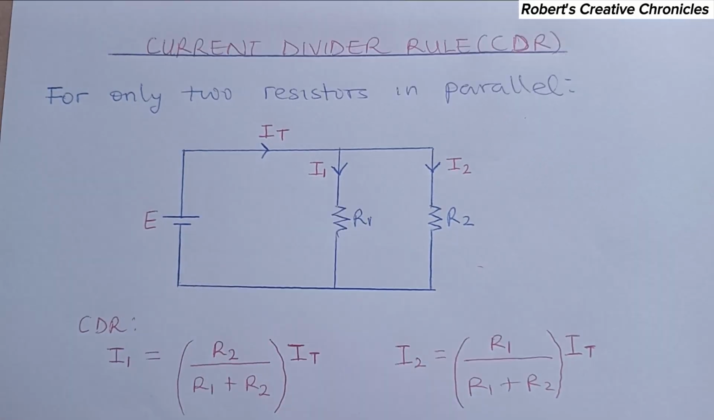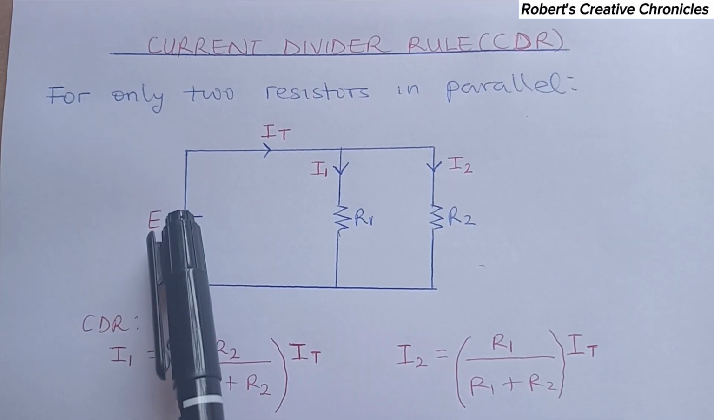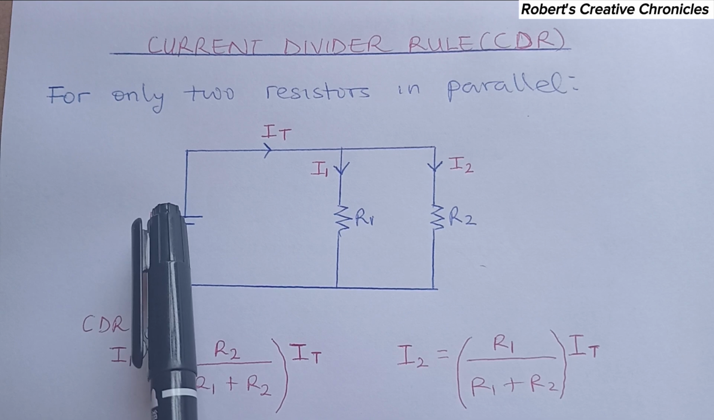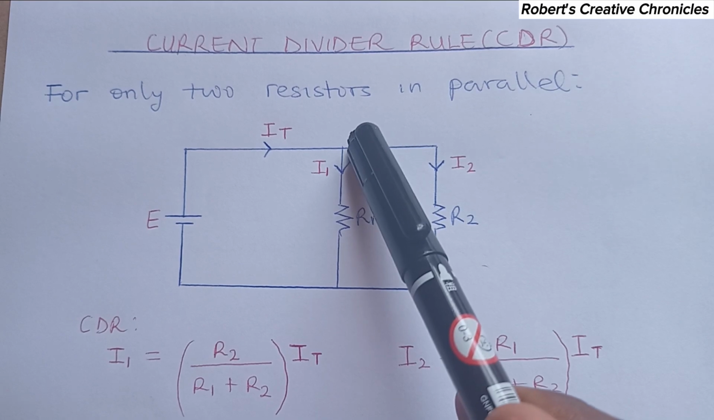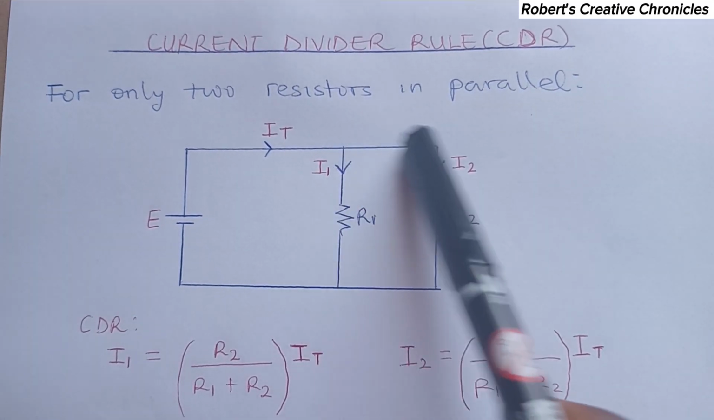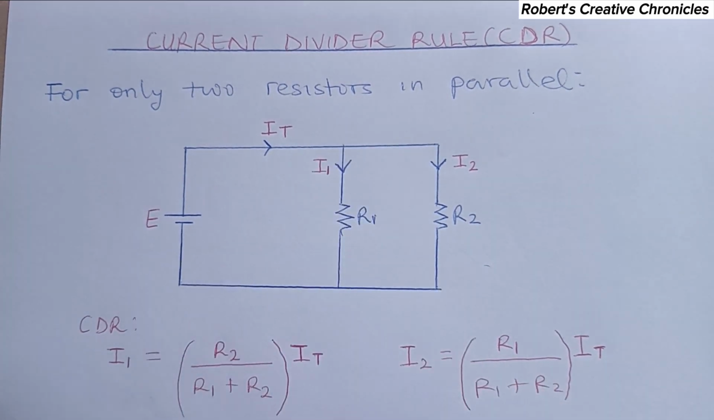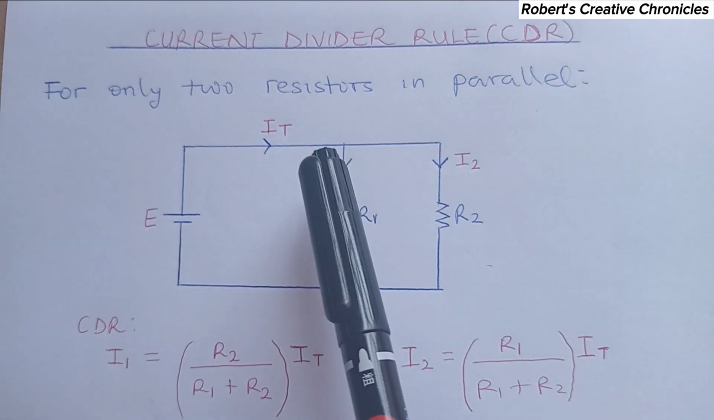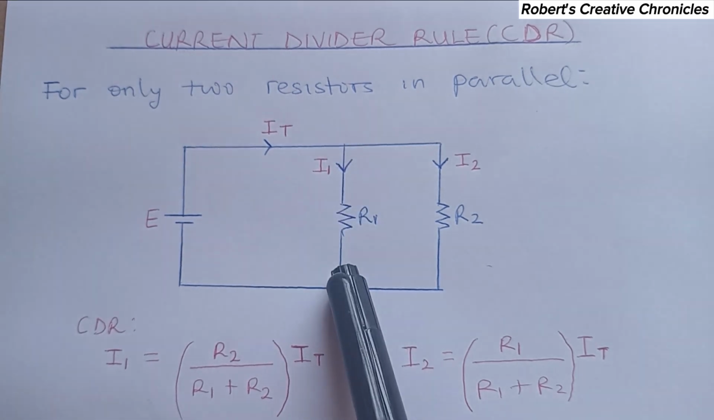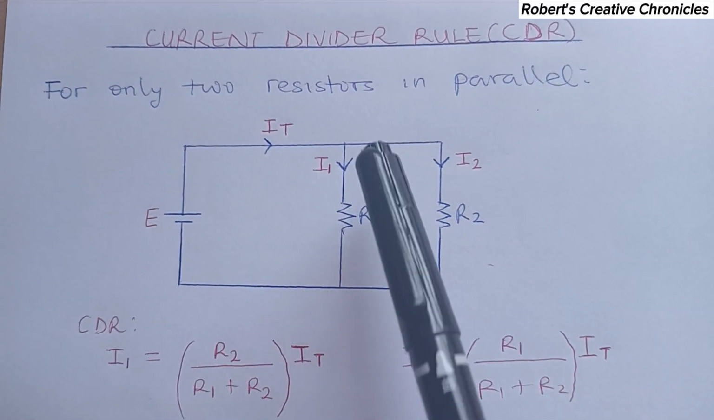apply this rule. Now in this circuit, the current will flow from the positive terminal of this voltage source from here, and when it comes to this point, it divides into two. That is this node. So this is the total current. We want to find the portion of current that enters here and the portion of current that enters here. You can do that using the current divider rule.